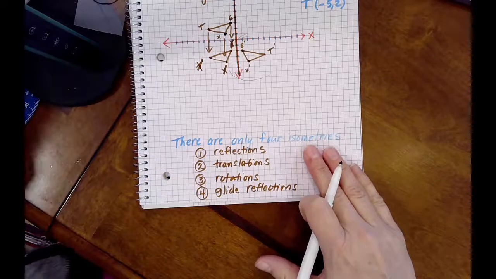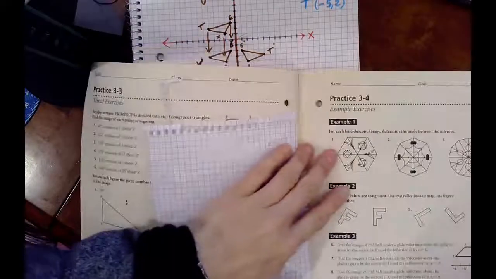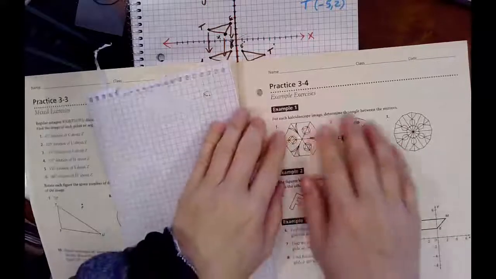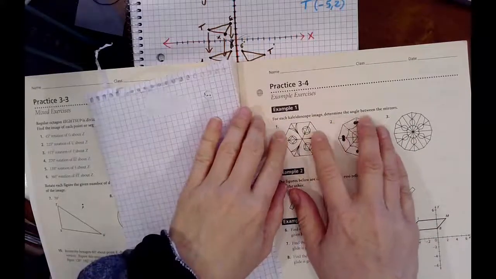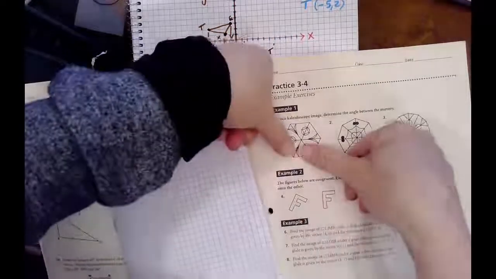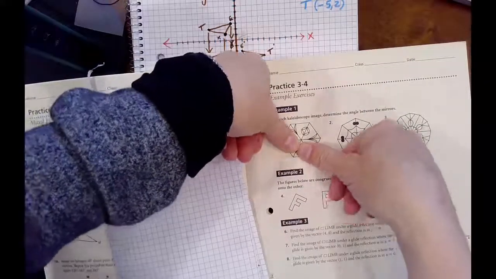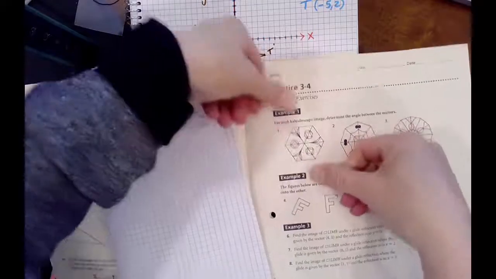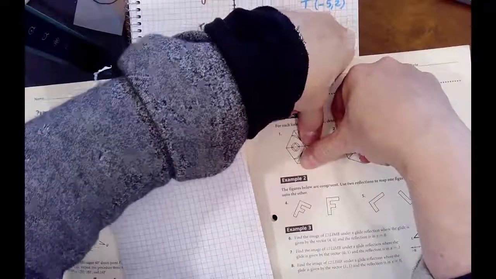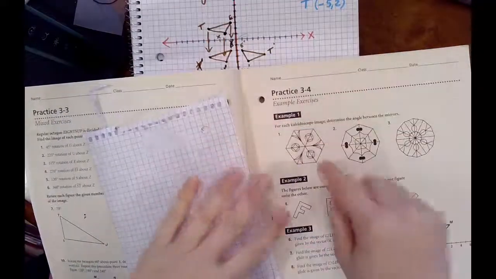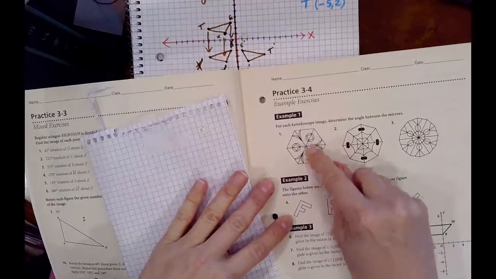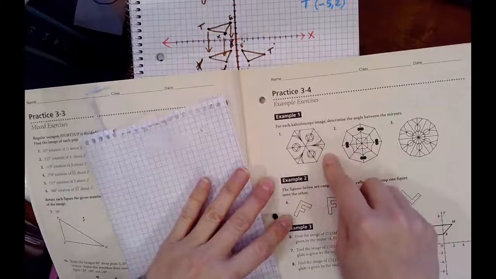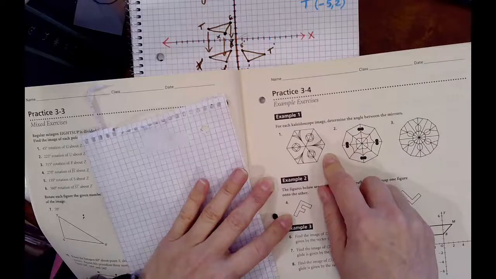So for today, I want you to do practice 3-4 in your workbook, not all of them, so just hang on. When you get to ones like these with kaleidoscopes, you're going to determine the angle between the mirrors. We'll just look and see what the figure is that's being repeated here. For number 1, this is the figure that's being repeated. And notice it's here, then it's here, and then it's here. There are 3 of those. So divide 360 by 3, and that should give you the right answer.